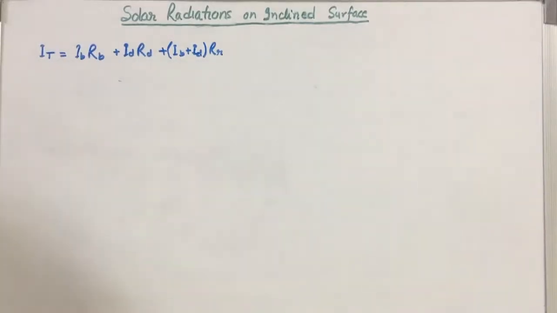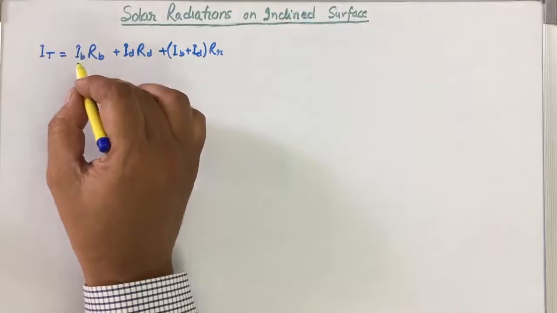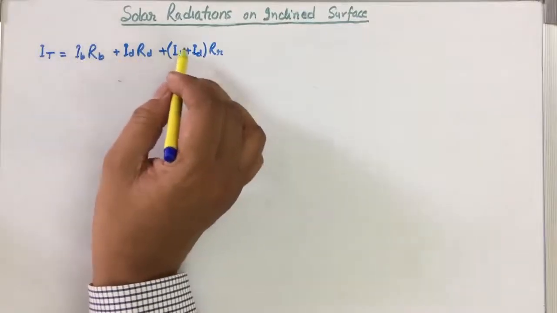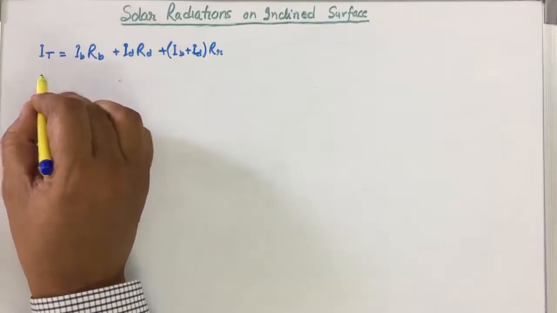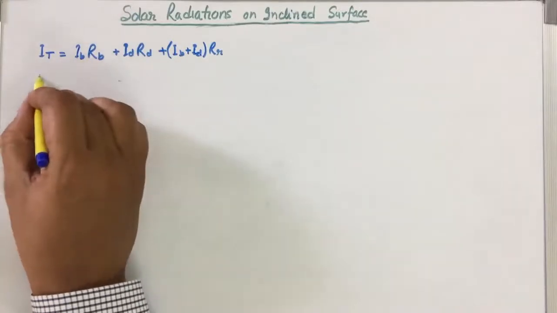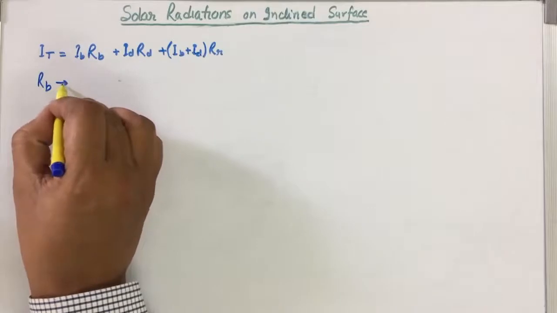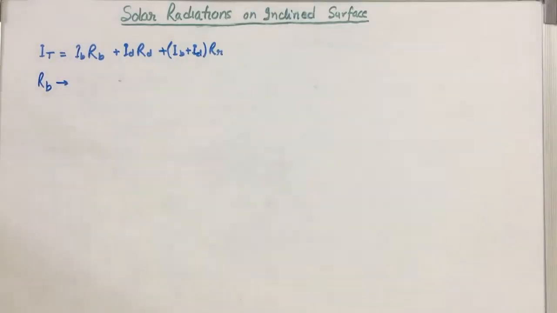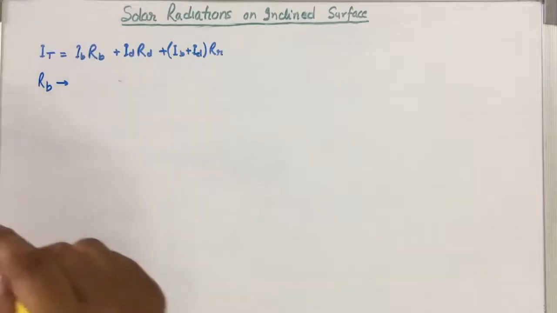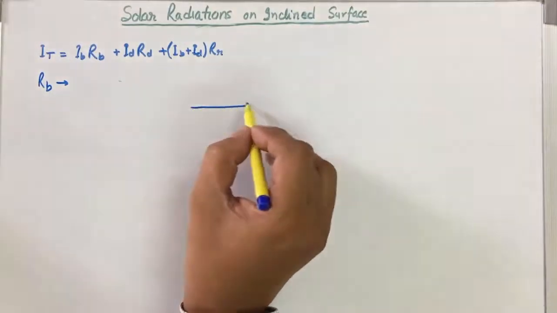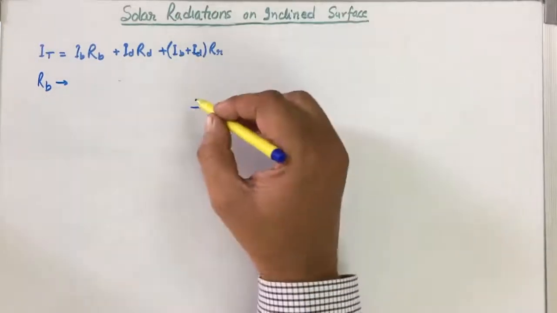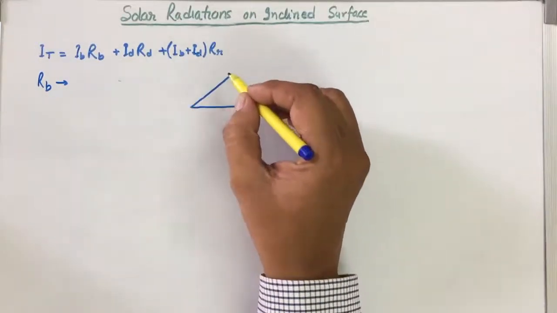So to find out the IT, we should know all of these individual terms, and last day we started to find RB, and we discussed that RB from the last figure. Okay, let us redraw it. The figure was somewhat like that.